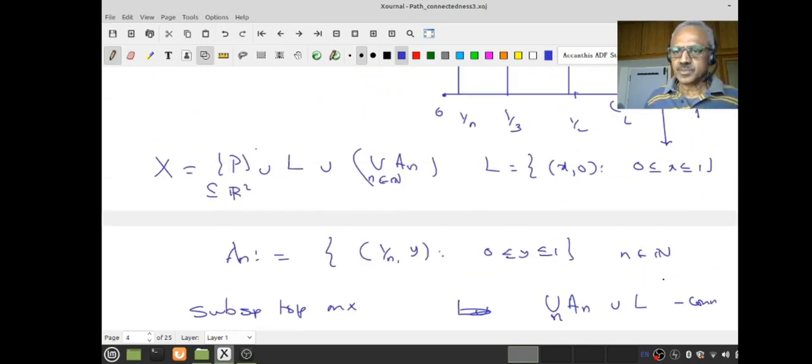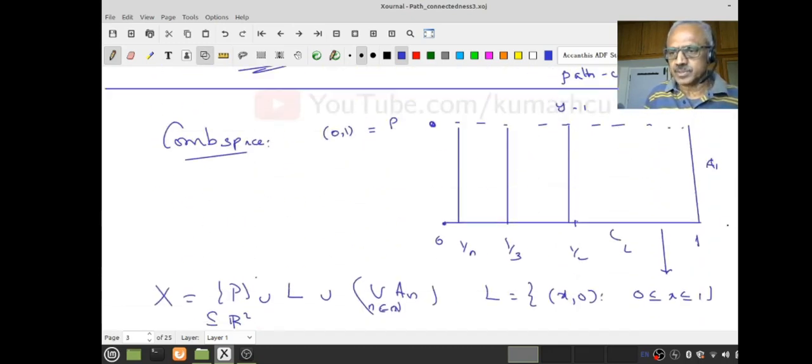For example, if you think of a continuous function from here to plus or minus 1, then it has to be constant on any A_n, and it has to be constant on this L, but they have a point in common, therefore it is constant.